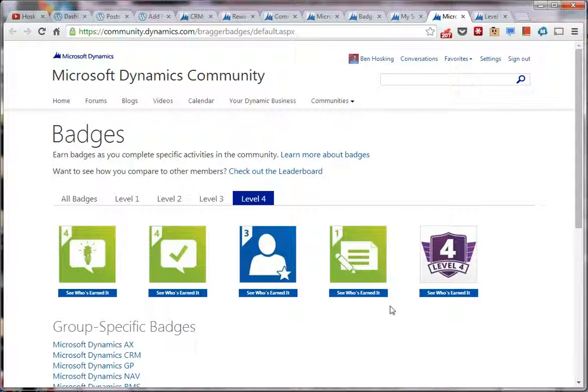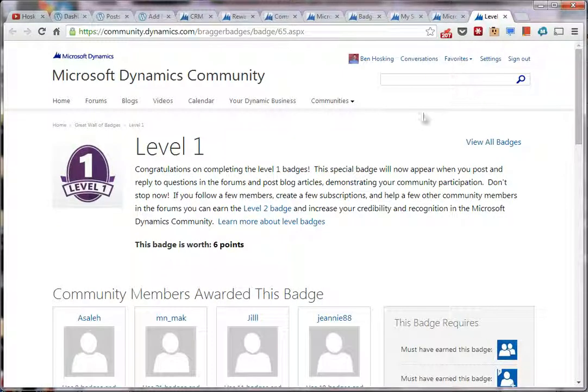I assume you probably will all have a profile on here, so go and have a look, see what badges you can get, and get a few more badges, raise your profile, get more than people at work, and then boast about it.